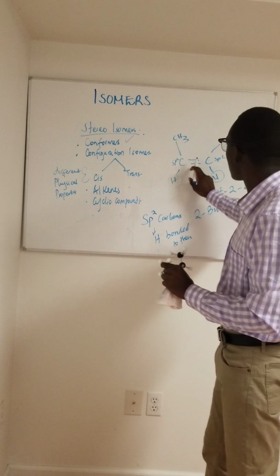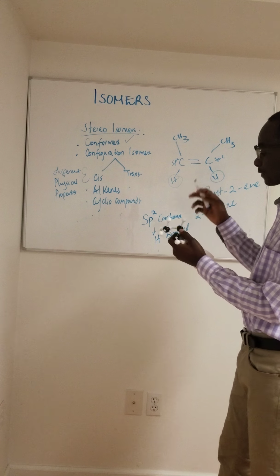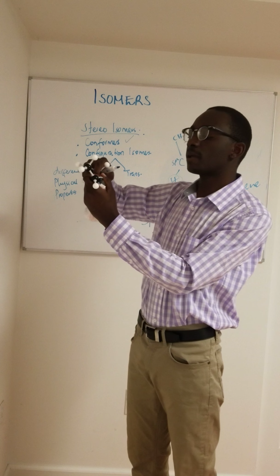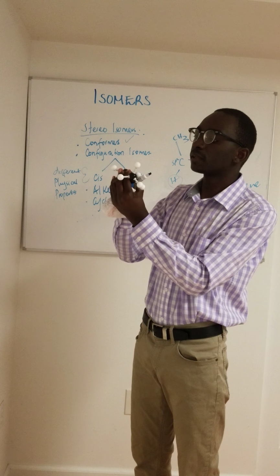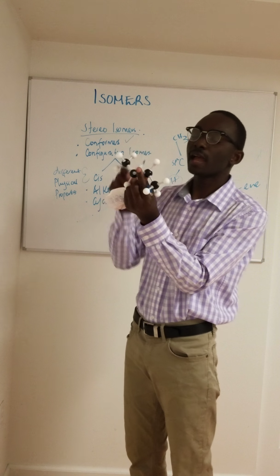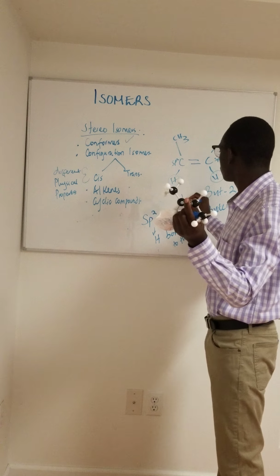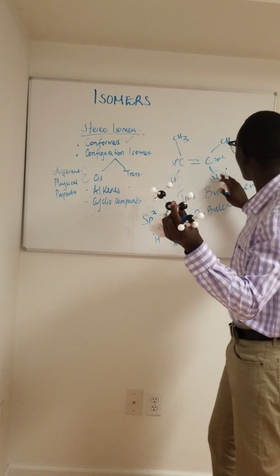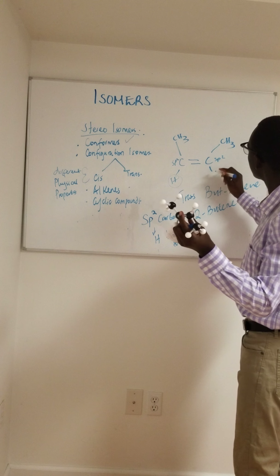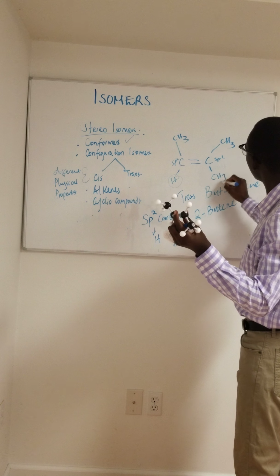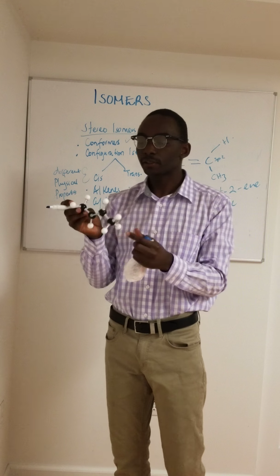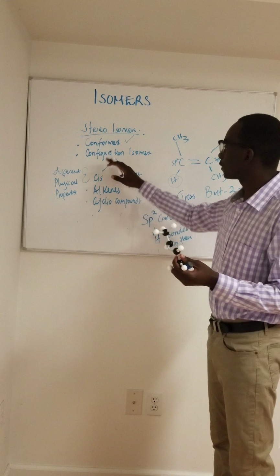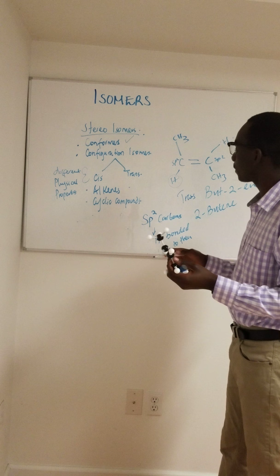So now, if this is the cis isomer, then the trans isomer will be if I move this methyl group and this hydrogen group and I put them in opposite directions, then I will get what we call a trans isomer. So now this is a trans isomer of butene. So trans butene occurs when I change this to a methyl group and then I change this to a hydrogen group. So now these are what we call cis and trans isomers.